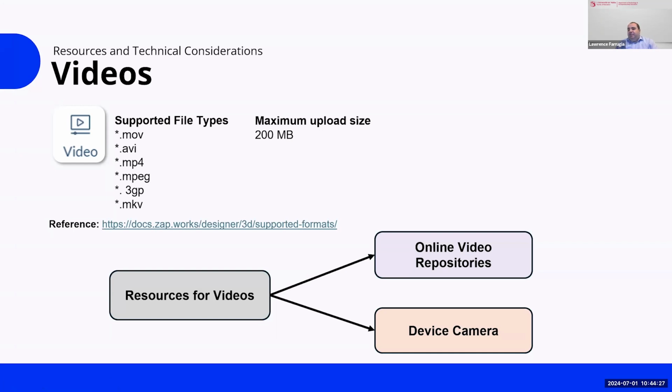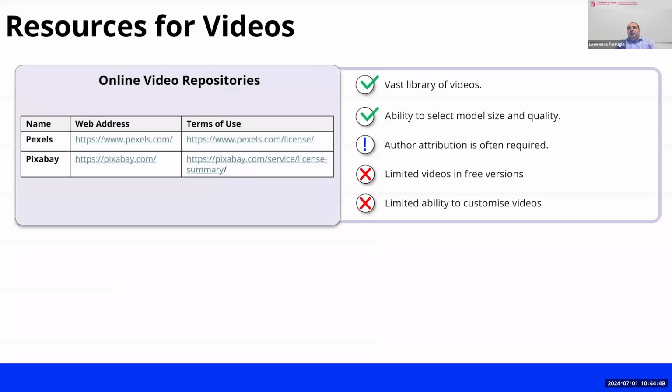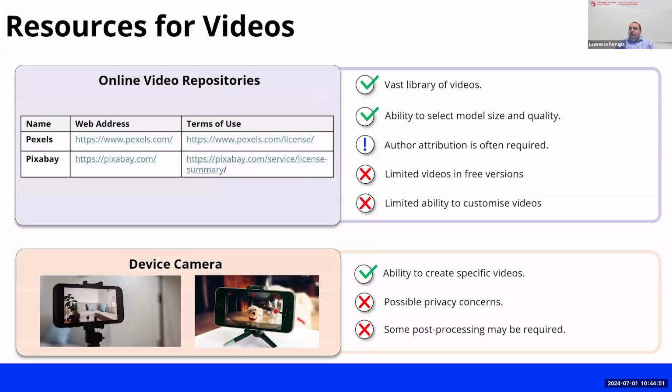ZapWorks as a platform supports several kinds of formats for videos, and the maximum upload size is 200 megabytes, which is quite a good upload size. Again, in terms of resources that can be used, you can use online video repositories, or also you can use a device camera. So probably one of the simplest approaches is to use the camera on your smartphone or tablet and record the video. That's probably one of the fastest ways through which you can record the video.